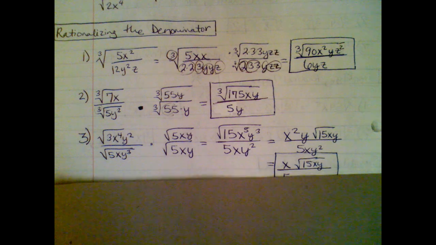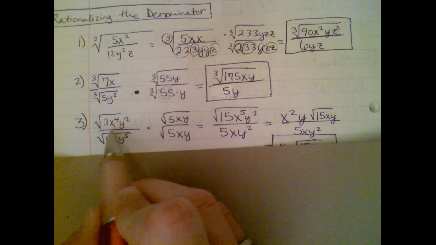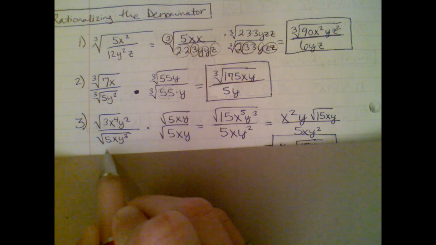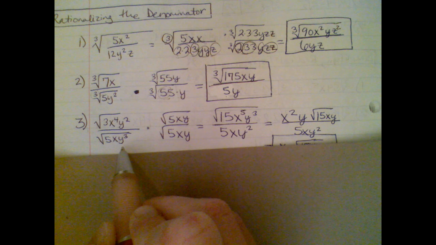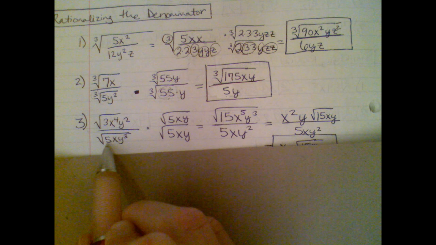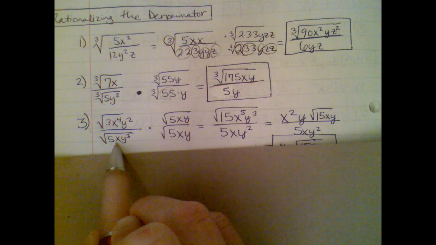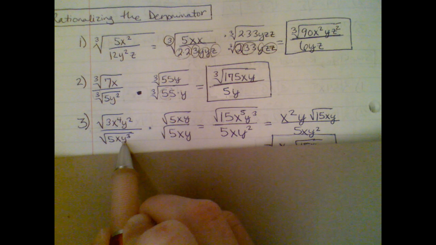Let's do one more of these. So for this one, we have the square root of 3x to the 4th y squared divided by 5xy to the 3rd power. So we're going to go ahead and look to see in our denominator. We have 1 5, and it's a square root, so I need 1 more. I have 1 x, so I need 1 more, and then I have 3 y's.